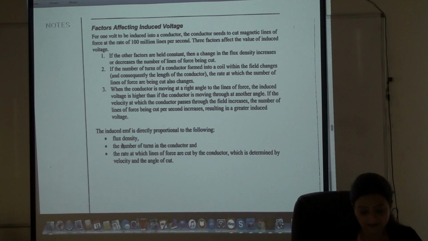So highlight. The EMF is based on flux density, meaning how good the flux lines are, meaning the magnetic strength; the number of turns in the conductor; and the rate at which lines of force are cut. E is the variable for the amount of EMF, meaning how much voltage is induced.